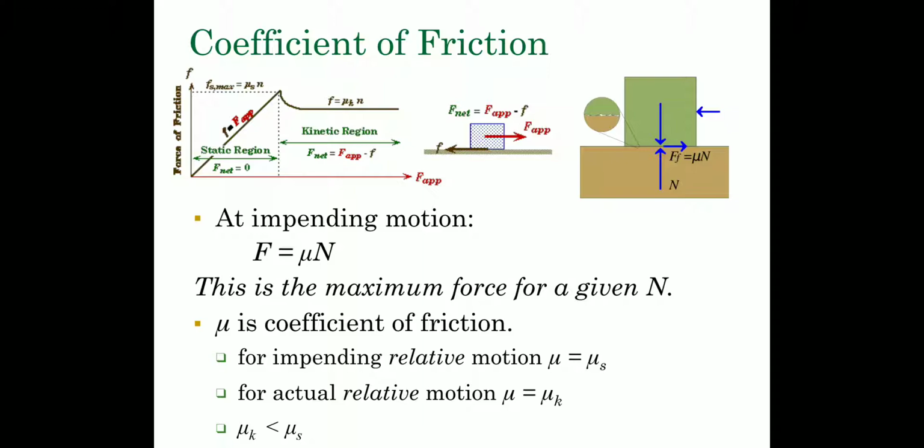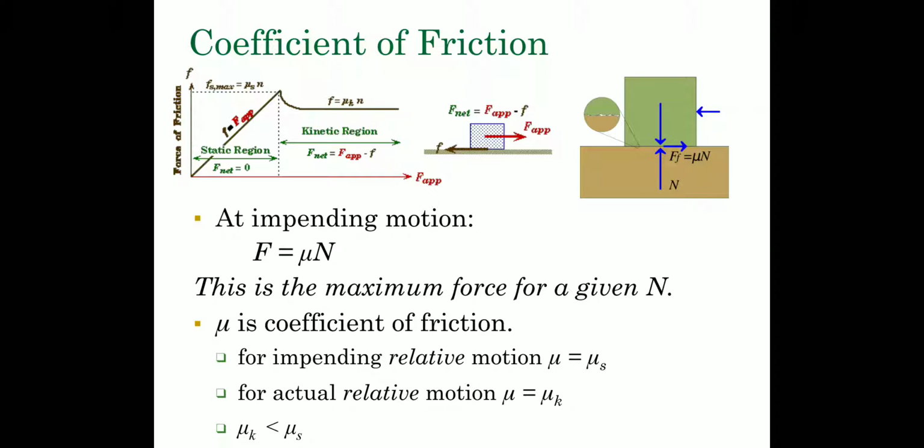At impending motion, the frictional force F acting on the surface will be mu into N, which depends on the normal reaction. So mu is called the coefficient of friction, which is the ratio of F by N.